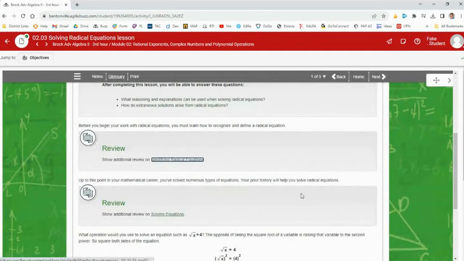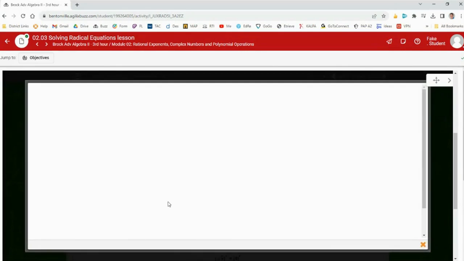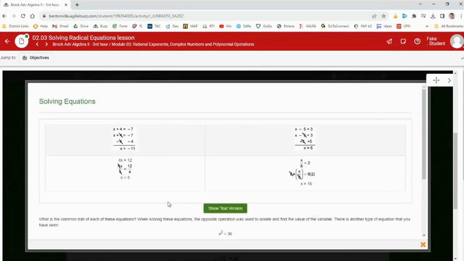That's the review. Here's another review, on solving equations. If you have x plus 4 equals negative 7, you subtract 4 from both sides, because to solve is to figure out what the variable equals. In this case, the variable equals negative 11, because negative 11 plus 4 equals negative 7. These are all very basic ones. This one you subtract, this one you add, this one you divide, this one you multiply. All right, x divided by 8 equals 2. Multiply both sides by 8, x equals 16.